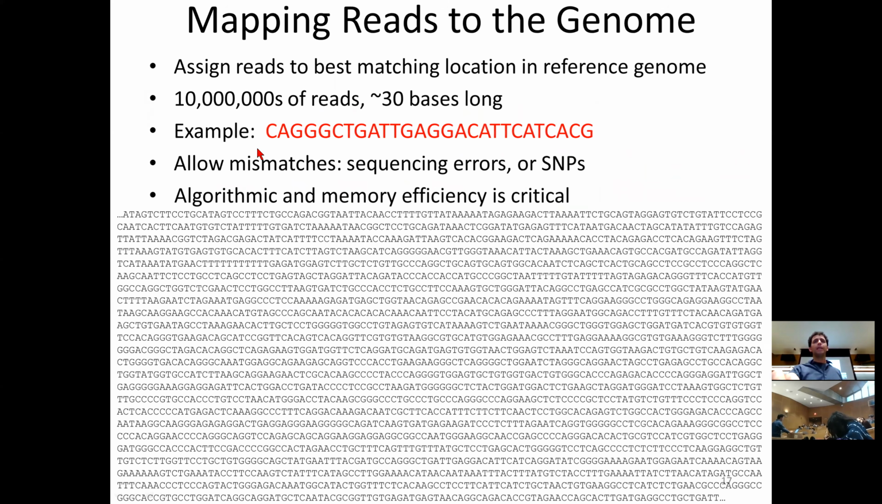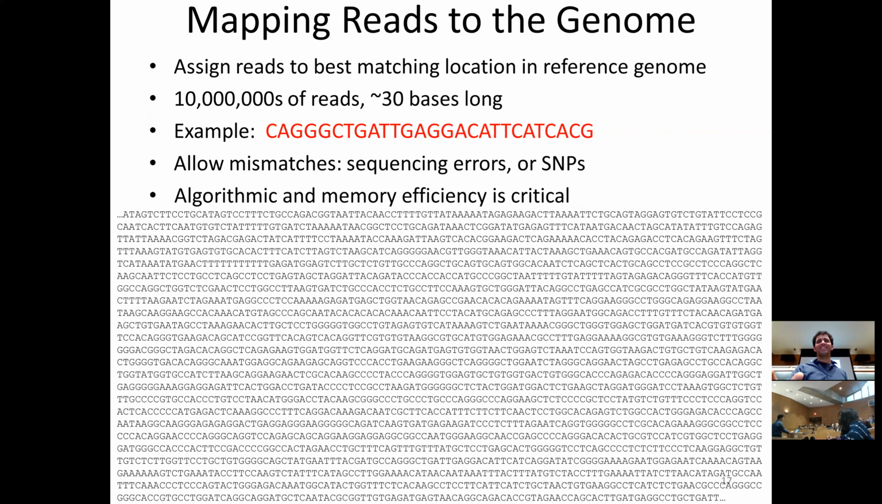So what does it do? It maps reads to the genome. It aligns reads to the best matching location in the reference genome. And usually you have tens of millions of reads, each of which is 30 bases long. And here's one example. An additional complication is that you may want to allow mismatches to deal with sequencing errors or to deal with genetic variants. And what you need is both algorithmic efficiency and memory efficiency. Okay? And all of you probably have already found this string.